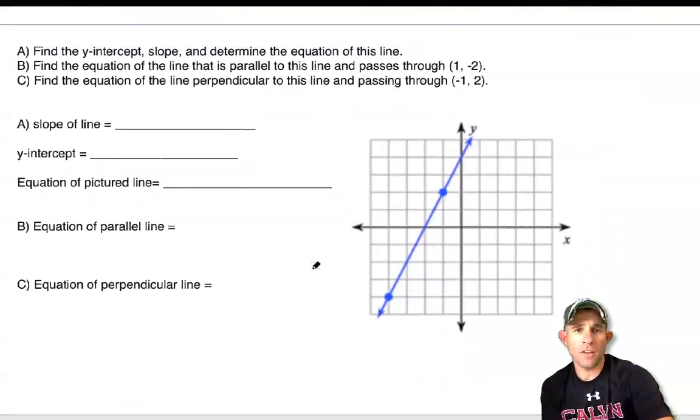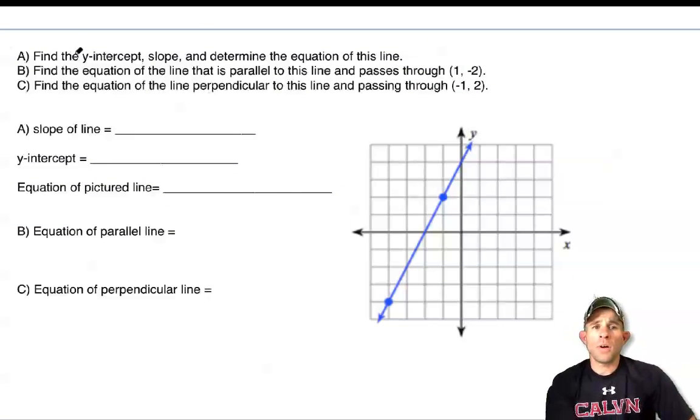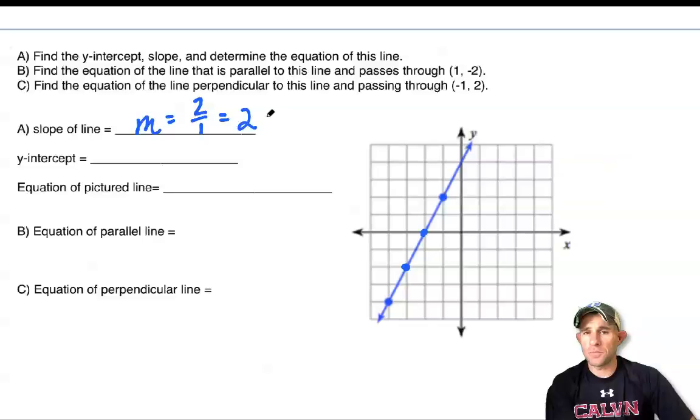All right, in our final example for today, we want to find the y-intercept, slope, and determine the equation of this blue line that's graphed here. So we see that we have these points that are on this blue line. I'm just going to mark in a few additional ones here. And if I count the rise over the run between those 2 points here, I see that my rise is 2 and my run is 1. So the slope of this line is equal to 2 over 1, which is really just 2.